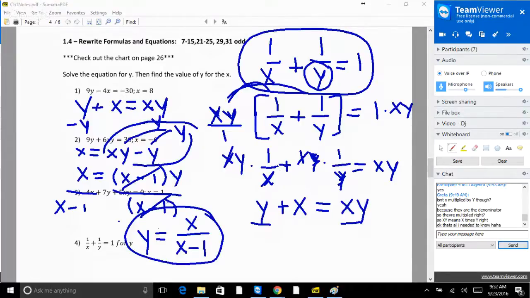So if you followed along with that, you can feel really confident that you'll have no problems with your homework. I assigned 2 problems like this on your homework, that's the 29 and 31.